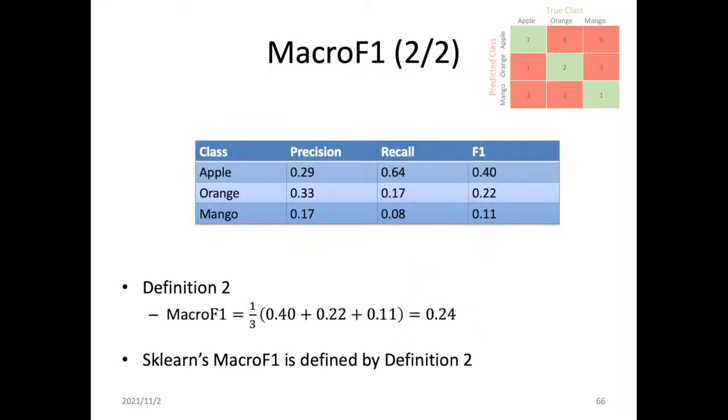Definition number 2 is, for each class, we compute the precision and recall. And then, of course, we can compute the F1 score for that particular class. And then we average these three. That's another definition of macro F1. Unfortunately, if you look at a paper, usually they won't tell you which one they use. And I don't think many people realize that there are two different kinds of macro F1 score. And if you use sklearn, if you use its methodology directly, it uses the definition number 2 here. But occasionally, you will see people use definition number 1.